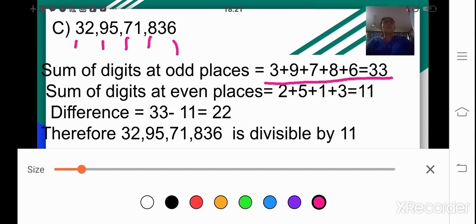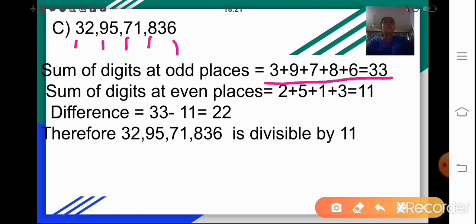Now which are the numbers in the even places? Second number 2, fourth number 5, sixth number 1, eighth number 3. Okay, so 2 plus 5 plus 1 plus 3 will give you 11. Now what you have to do? You have to find the difference. Now 33 minus 11 is 22.